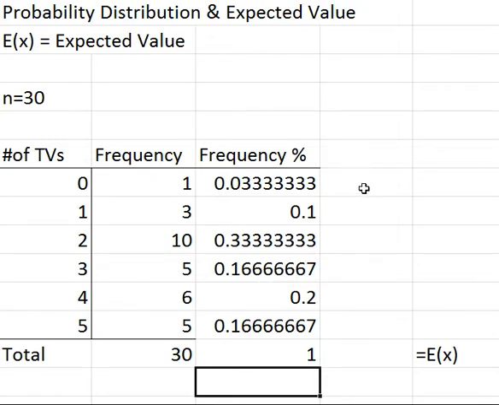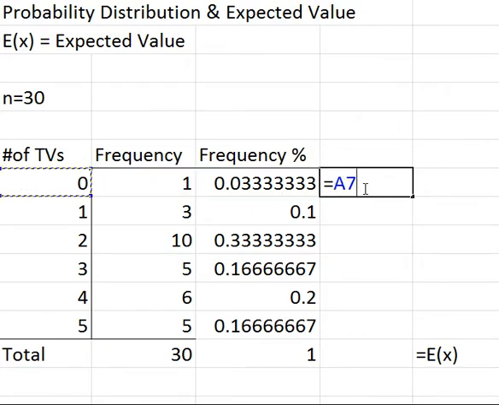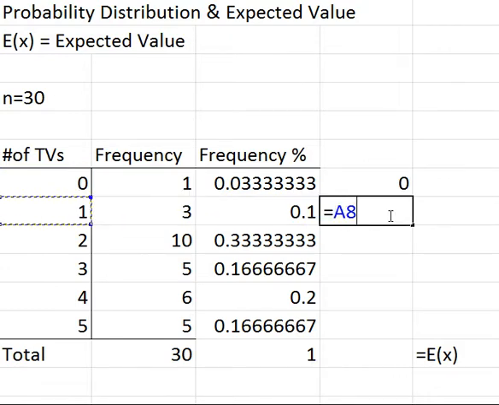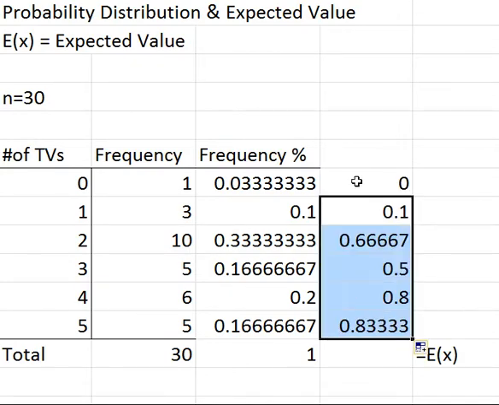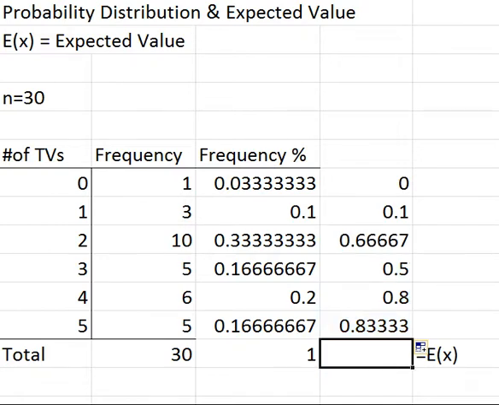Now what I'm going to do is simply take the value, 0 TVs, times the relative frequency, or the frequency percentage, and I will do this for each of the values. Now I can just copy this down. This is going to give me my probabilities of this particular value. Then I simply add these together to get my expected value. In other words, my average.